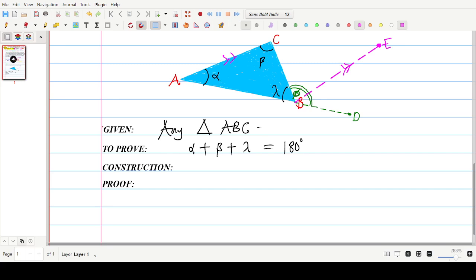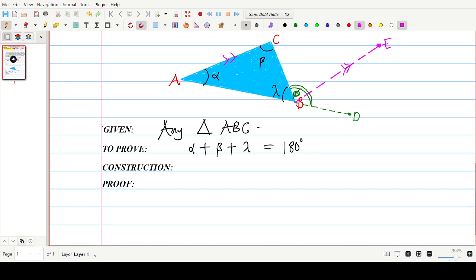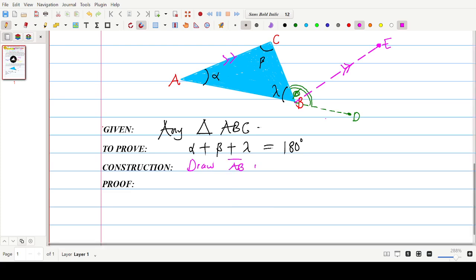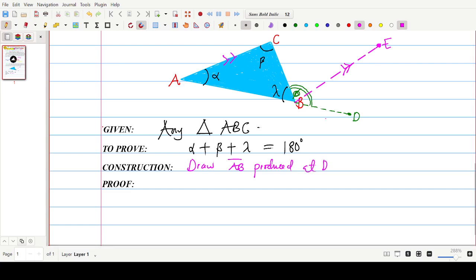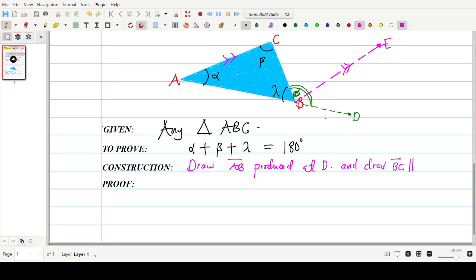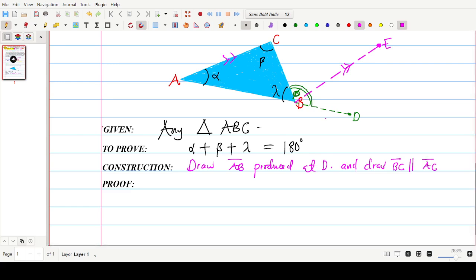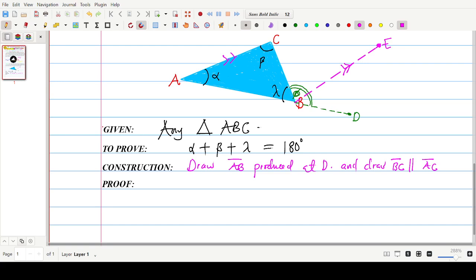Now, we report what we did here. Let's report it. We can say, draw line AB produced at D. All right, you see that? And draw line BE to be parallel to line AC. Can you see that? All right. So we've reported what we added to what is given to us. Having done that, we go to the proof.